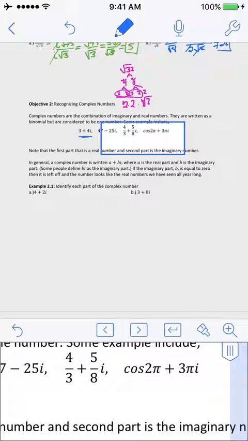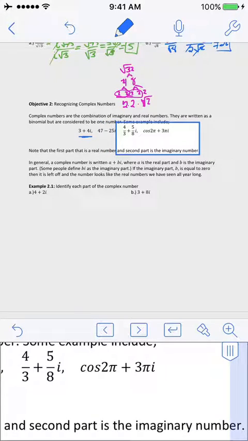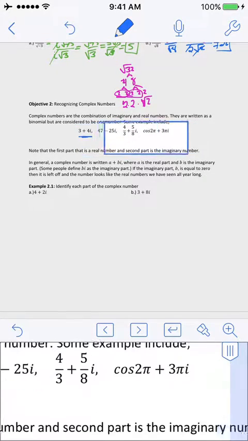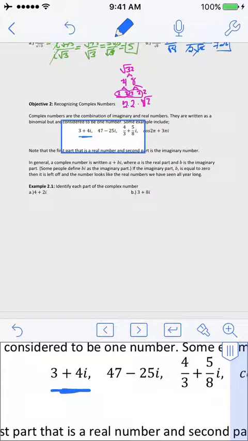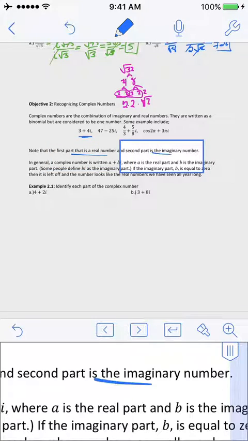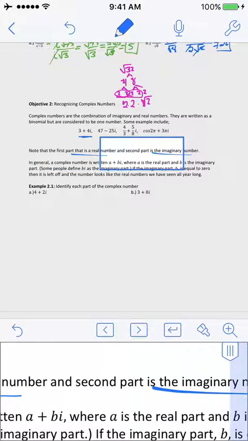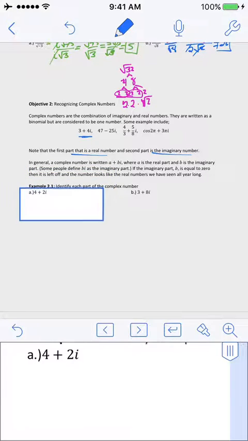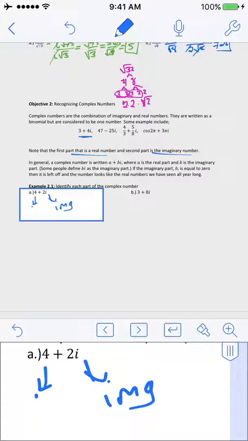They can be rationals, they can be pi, they can be cosine, anything you want stuck together, as long as there's an i in one of them, but a real part in the other. So the first part's always the real part, the second part is the imaginary part, and that's what complex numbers are. Let's identify the parts of these. Which one would be the real part? It's the part without the imaginary number, right? The imaginary part would be 2i, and the real part would be 4.